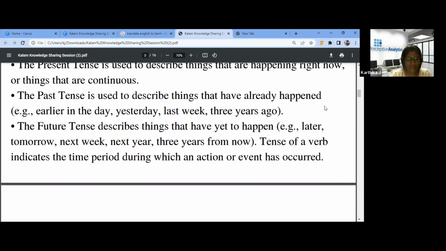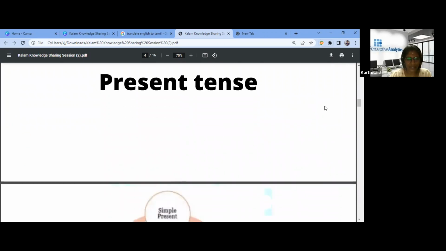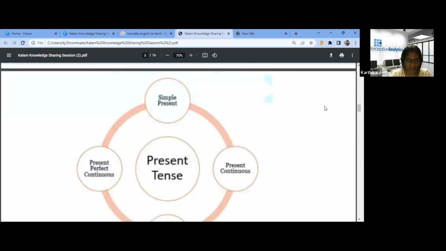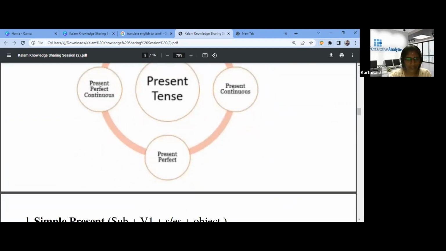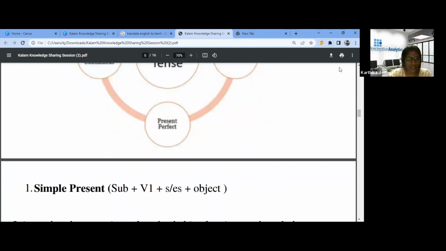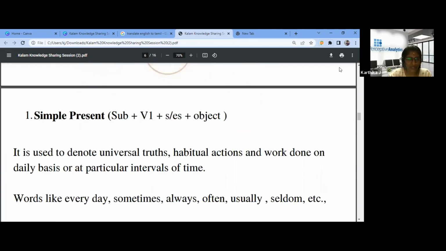First we can see the present tense. The present tense has four forms: simple present, present continuous, present perfect, and present perfect continuous. The first one is simple present. The formula for the simple present is subject plus V1 verb, with s or es, plus object.